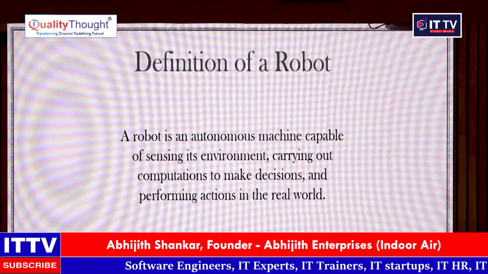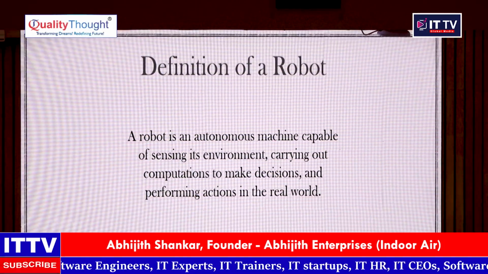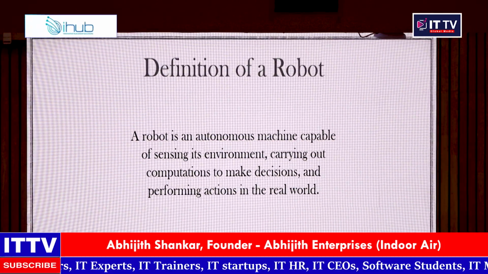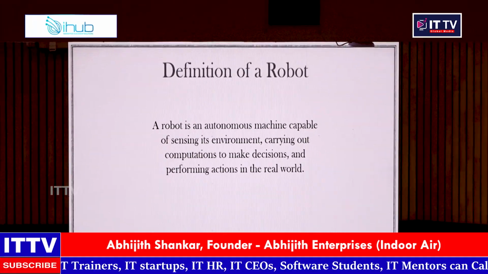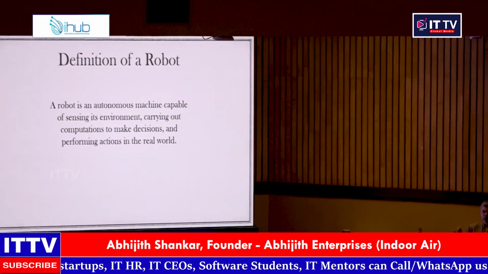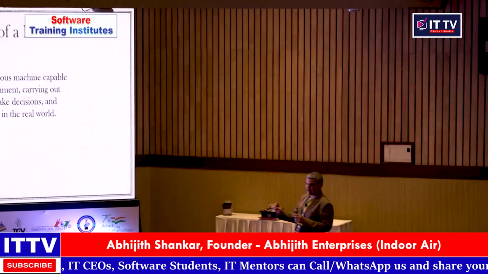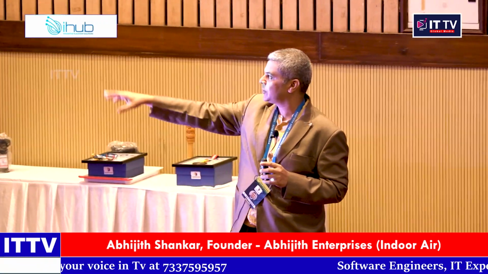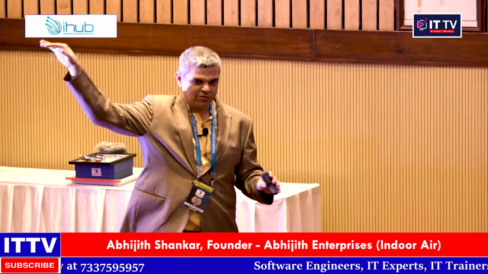It's a machine capable of sensing the environment and carrying out computation to make decisions. So this is what differentiates a robo from a machine. Now, what is a machine? You remove the capability of sensing, carrying out computation and making decisions. Now, that is a machine. The rest of it is a machine.